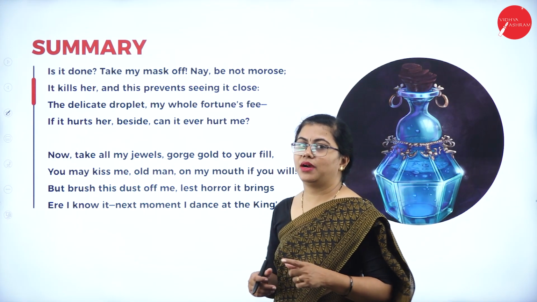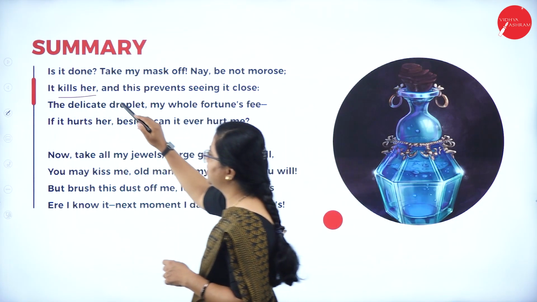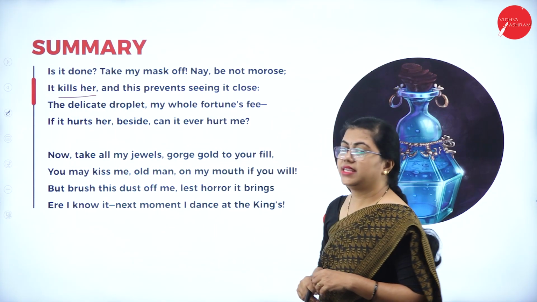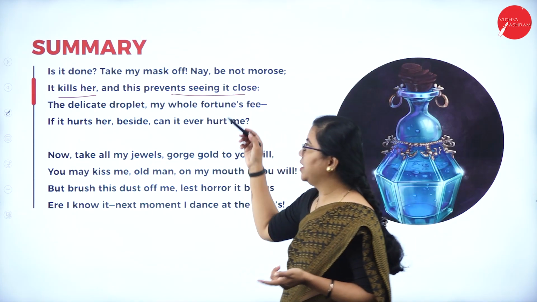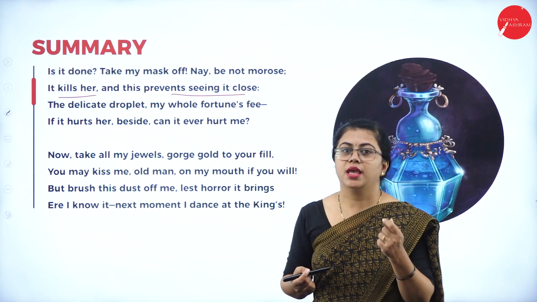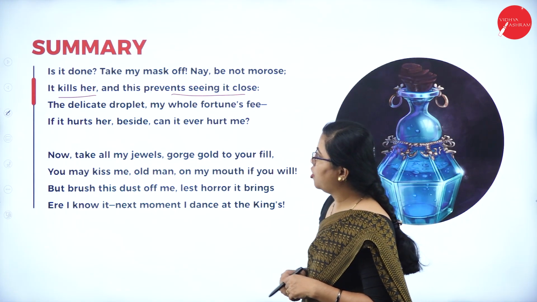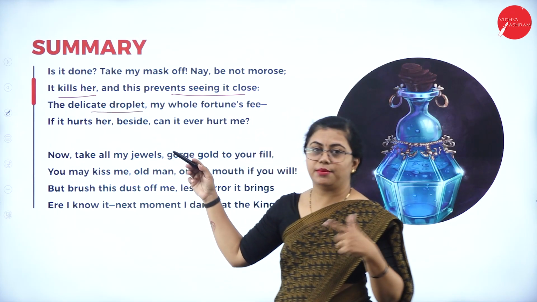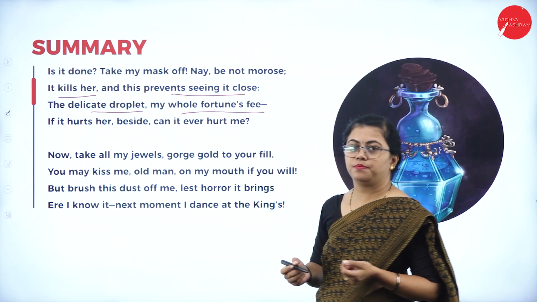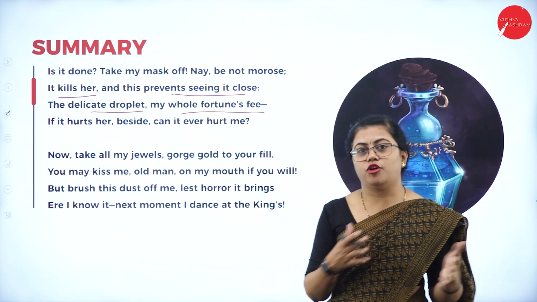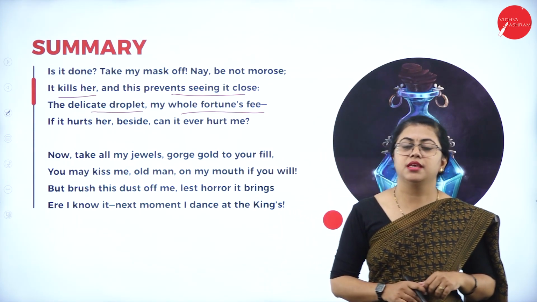So she is talking about the poison there. Fine, it will kill her, isn't it? The poison will kill, and this prevents seeing it close. So I am not going to see it closely. What is preventing her from seeing it close? The mask. So that's why she's asking them to take the mask off. The delicate droplet, that means one drop of poison, my whole fortune's fee. That means my whole fortune is at stake. I have kept everything at stake and I have prepared this poison.